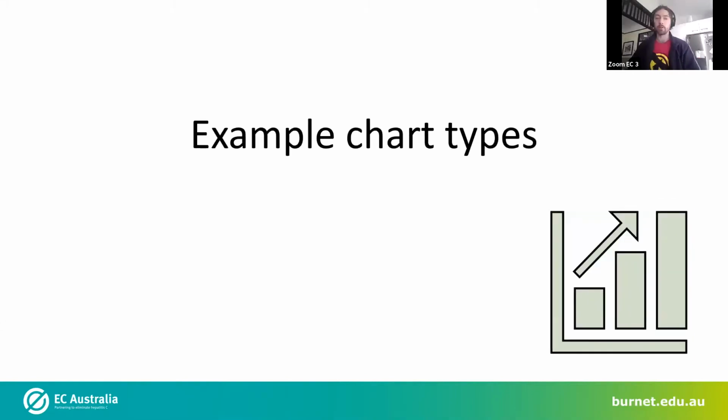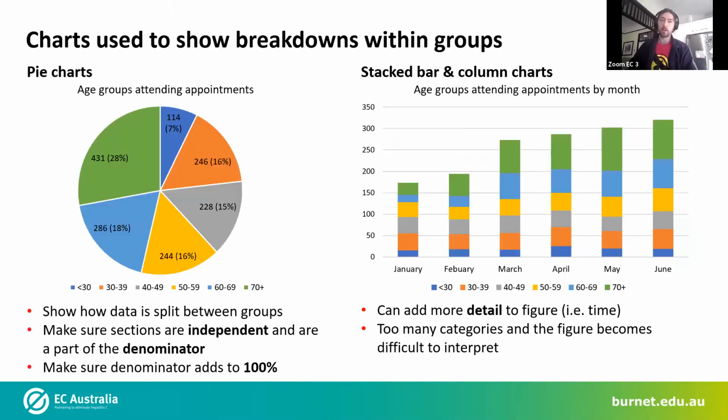Cool. So I'm going to go through 6 different examples of charts that can be used in different circumstances to answer different questions. I'm going to start with two different examples of charts. This isn't an exhaustive list, just some basic examples of how you can show breakdowns within groups. The first is the very popular pie chart, which is very useful for showing how data is split between groups, or between groups for one variable. It's very basic and straightforward.